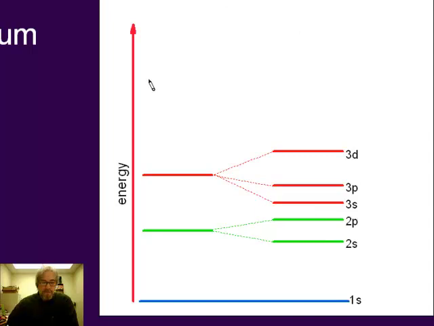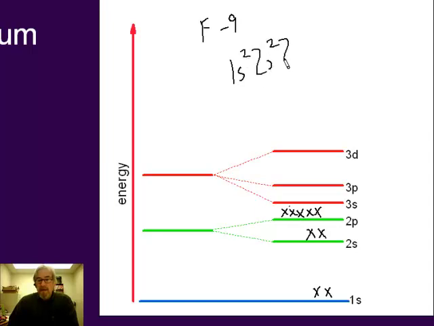Fluorine. Fluorine is element number 9, so 9 electrons go in my chart. 2 in 1s, next 2 in 2s, and then I have 5 more to go. 1, 2, 3, 4, 5. 3 occupied sublevels, 1s with 2, 2s with 2, and 2p with 5. There's the electron configuration for fluorine.